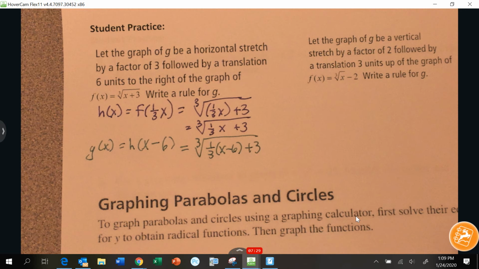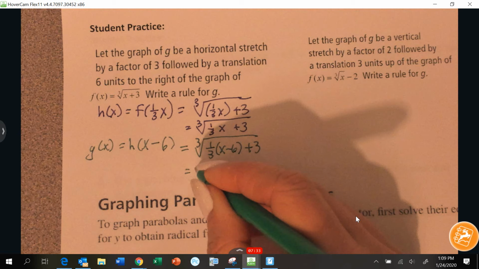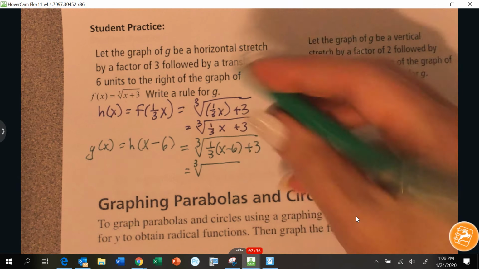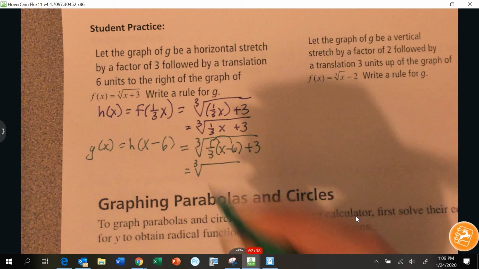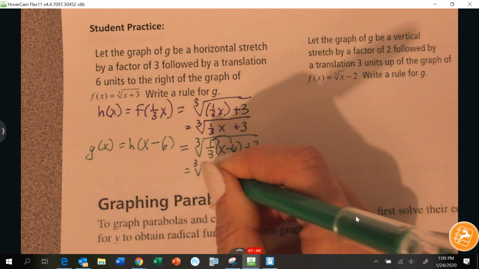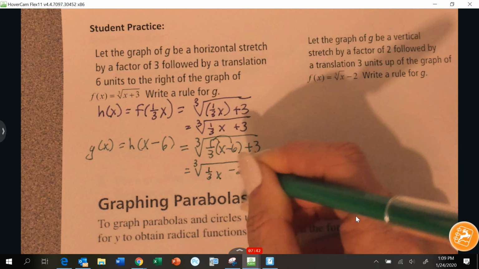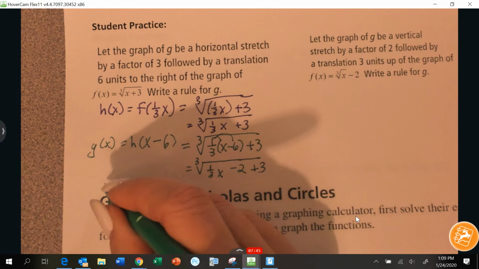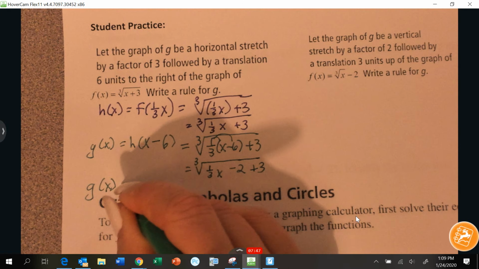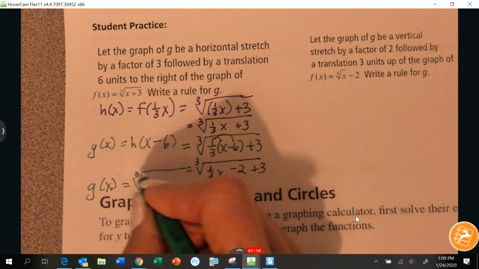Now we can simplify that. So I'm going to take that and distribute the 1/3 into the parenthesis. I have 1/3 x plus, and then we can add 1/3.